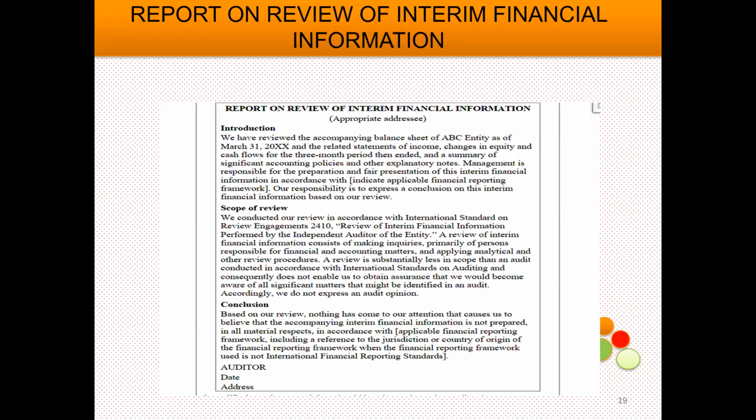Then it comes to talk to you about the conclusion. It will either say nothing has come to our attention, or if something has come to our attention, they mention it. Then the auditor, the dates, and the address.